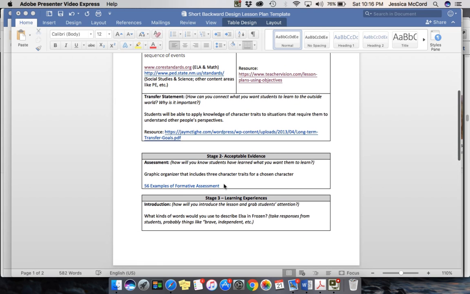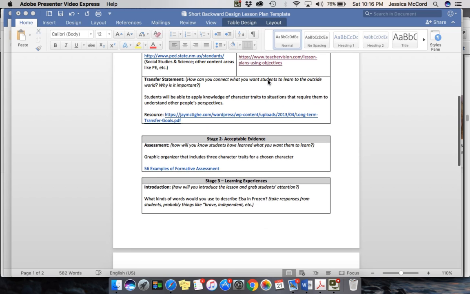Okay. As we get into stage 2, that is acceptable evidence. And that is really the evidence that you have that students have achieved the learning objective that you have written up here above. Okay. It is not what we typically think about when we hear the word assessment, which are things like tests and quizzes. Those are more formal, summative kinds of assessments. I'm talking about the formative assessments that give you continuous evidence that your students are learning.